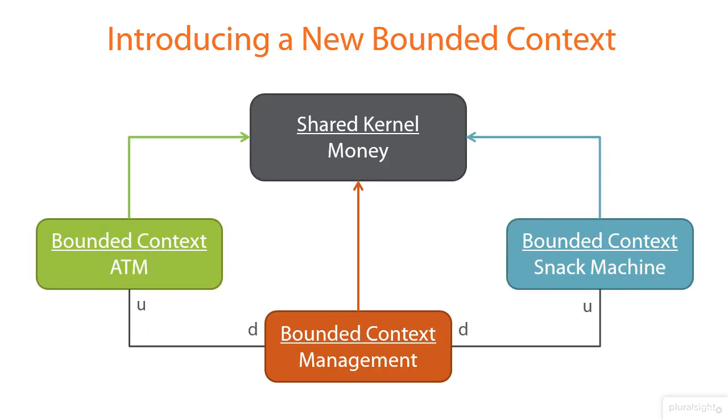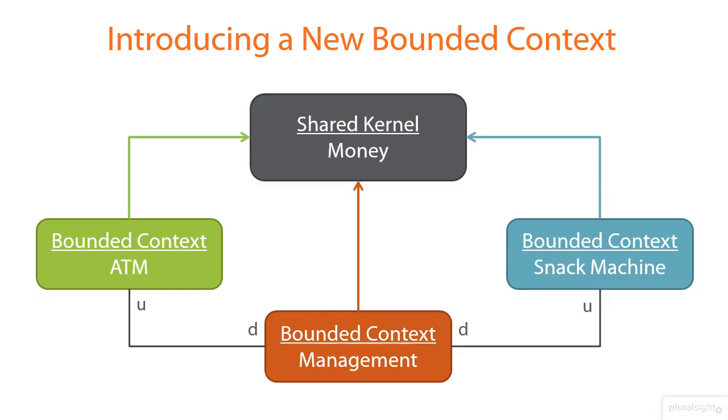This is how the new version of the context map looks. You can see it uses the shared kernel with the money value object, but it also relates to the other two bounded contexts. The relation between them is conformist, meaning that the management bounded context conforms to whatever model the other two bounded contexts introduce. The letter U here means the bounded context is upstream, or master in other words. The letter D means downstream, or slave.